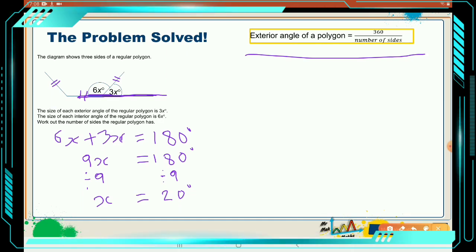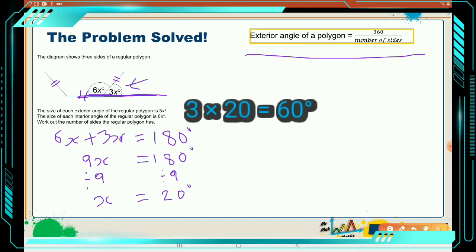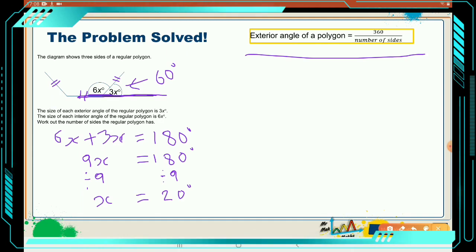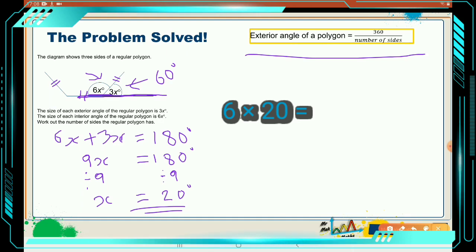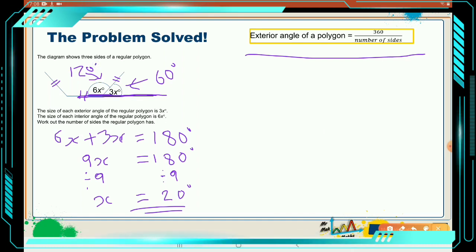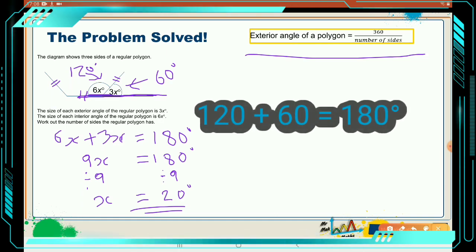So if x is 20, then if I've got 3x over here, 3 lots of 20 is going to be 60 degrees. So that angle is actually 60 degrees. And if x is 20, then this angle over here is going to be 6 lots of 20. So 6 times 20 is 120 degrees. Now that we know the two angles, if you add them up, 120 plus 60, that gives you 180, and that's the answer.